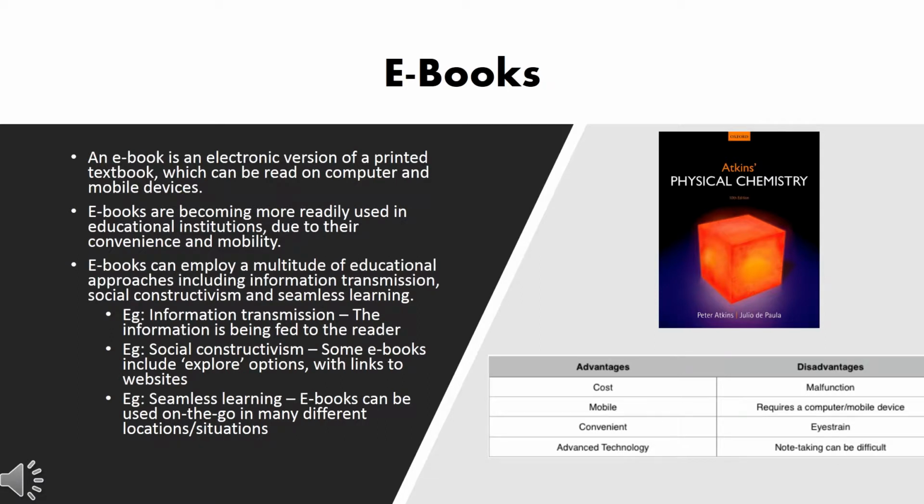An ebook is an electronic version of a textbook which can be read on many mobile devices. Ebooks are becoming readily used due to their convenience and mobility. Ebooks make use of information transmission as information is fed to the user, social constructivism as some books include explore options for websites, and seamless learning as they are very on the go.